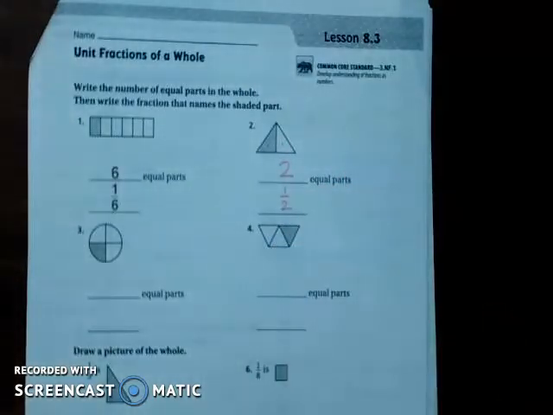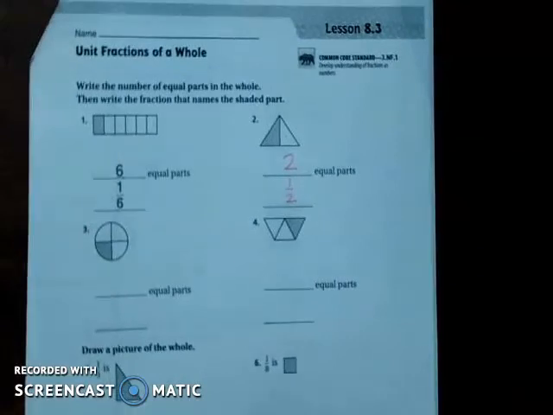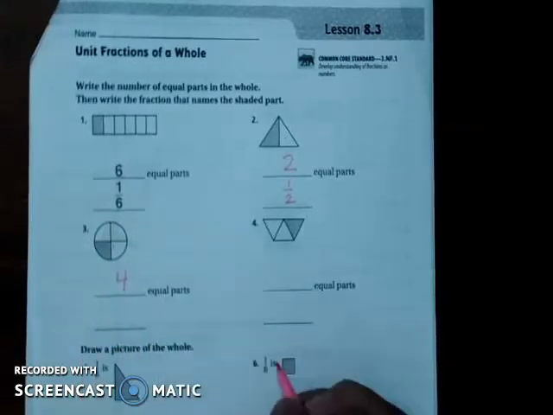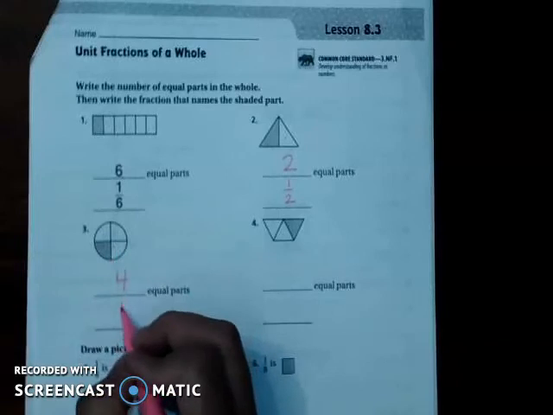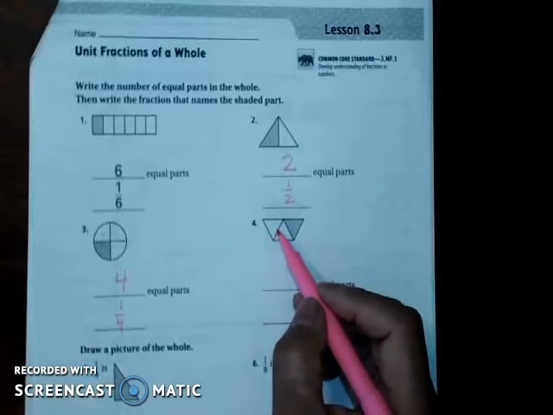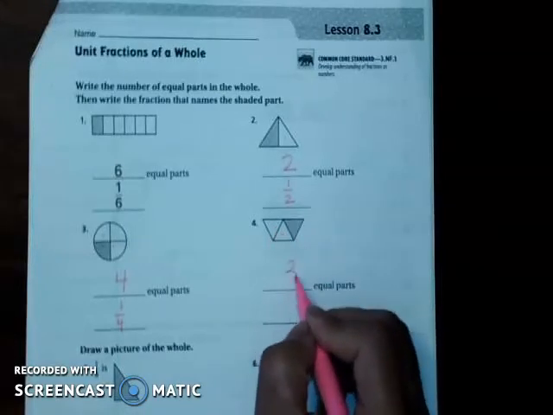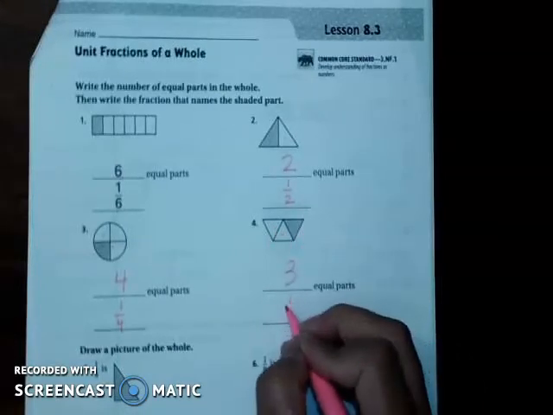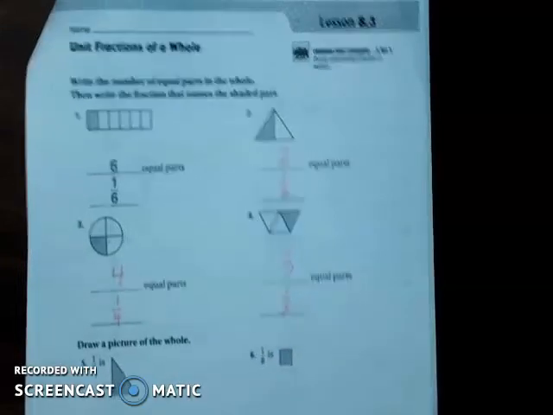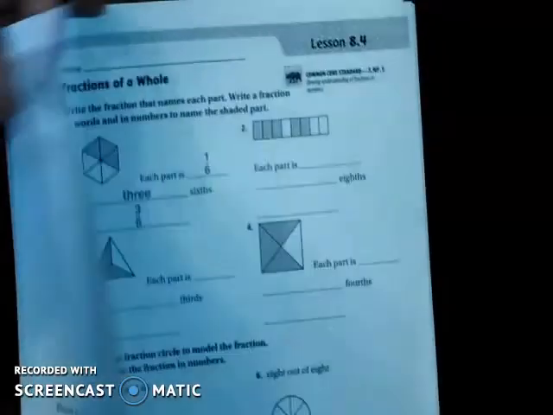We're going to try one more, and I'm going to have you do this on your own. There are how many equal parts in this circle for number 3? 1, 2, 3, 4. And how many are shaded? Just 1, 1/4. How many equal parts in number 4? 1, 2, 3. And how many are shaded? 1/3. So go ahead and complete the rest of this page. Yes, do the word problems on the bottom. And then don't forget the back page. The back page is a little trickier.